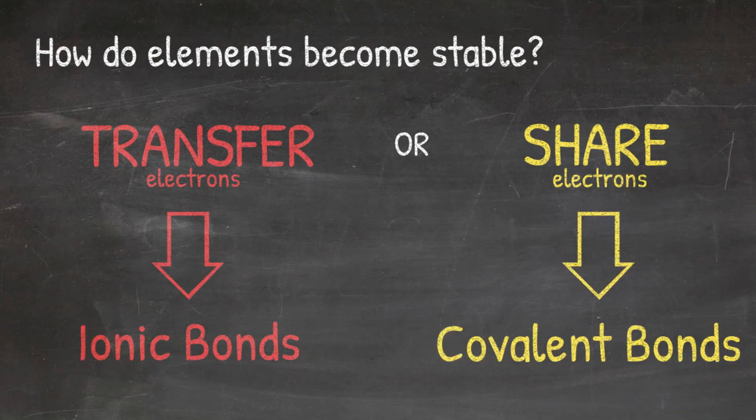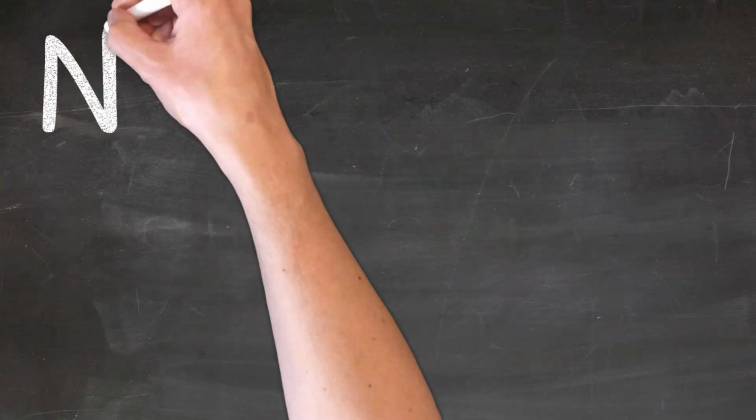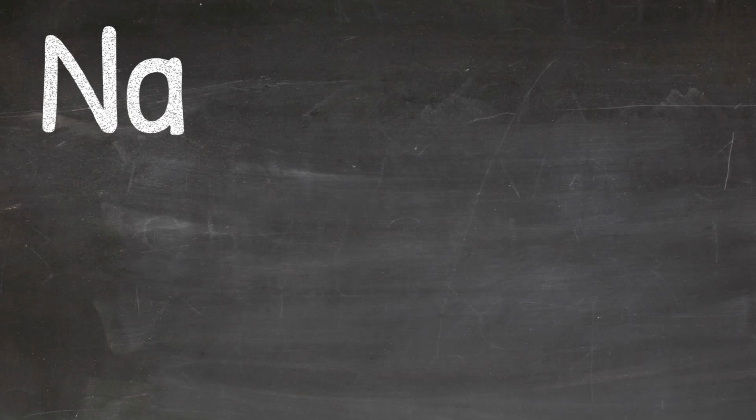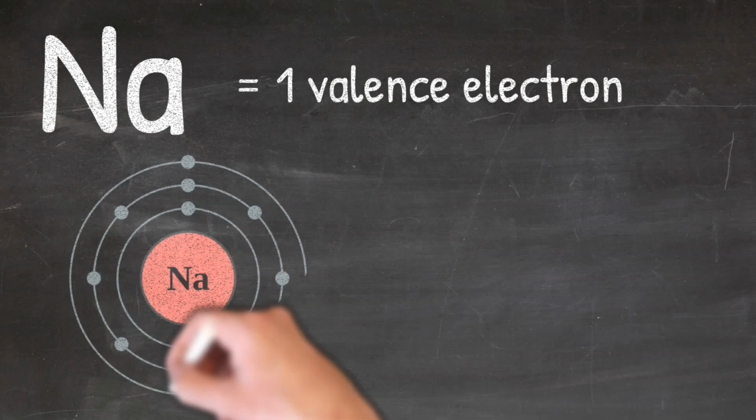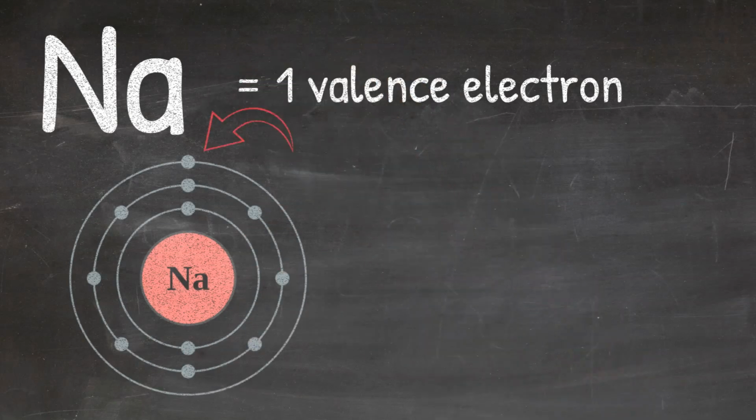We will cover the specifics of ionic and covalent bonding in a different video, but let's look at a few examples of how atoms become ions so we can better understand what it means for our elements to become stable. In our first example, we'll look at the element sodium. Sodium has 1 valence electron, and if I draw the Bohr model for sodium, you can see here that it has 1 electron in the 3rd energy level.